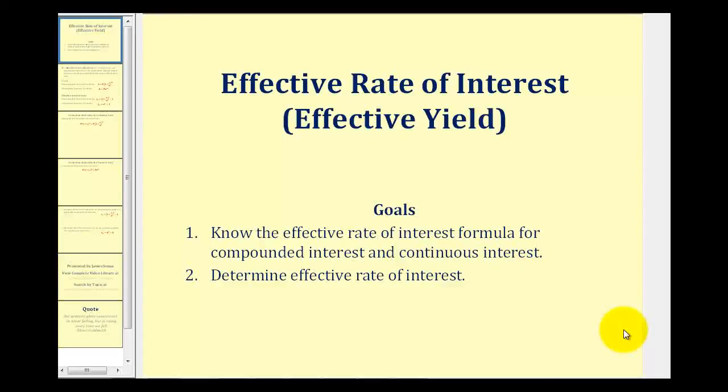Welcome to a lesson on the effective rate of interest, or effective yield. The goals of this video are to know the effective rate of interest formula for compounded and continuous interest, and also to determine effective rate of interest.